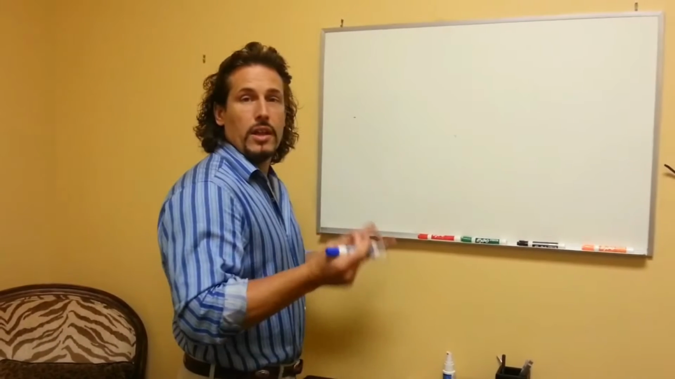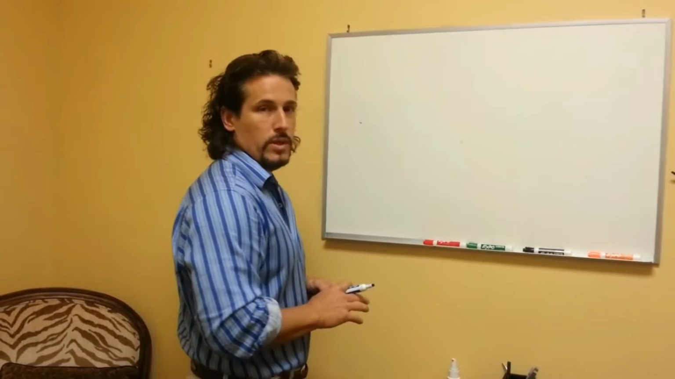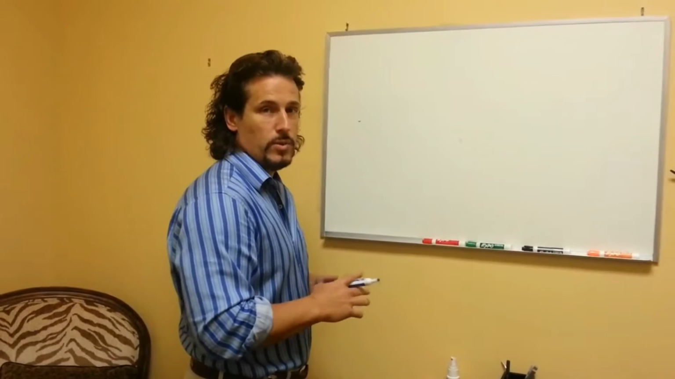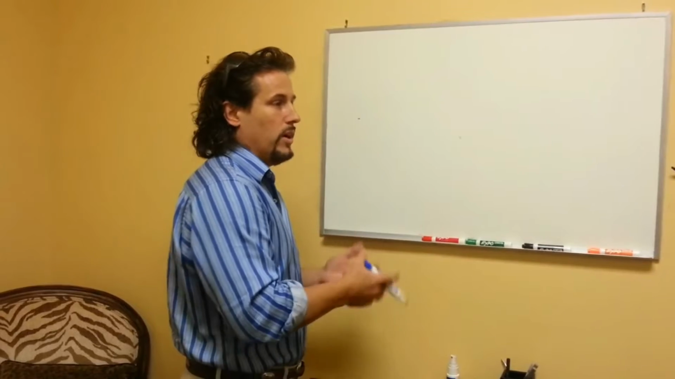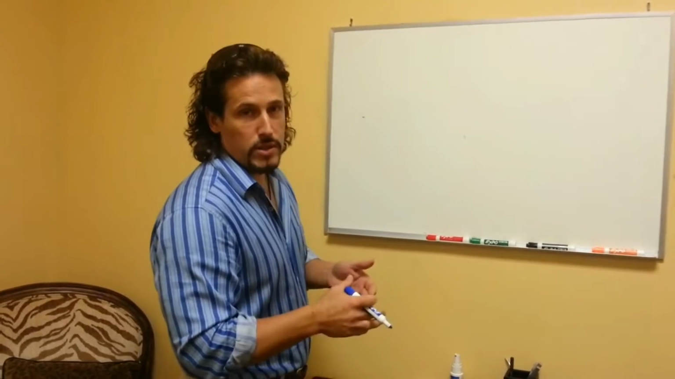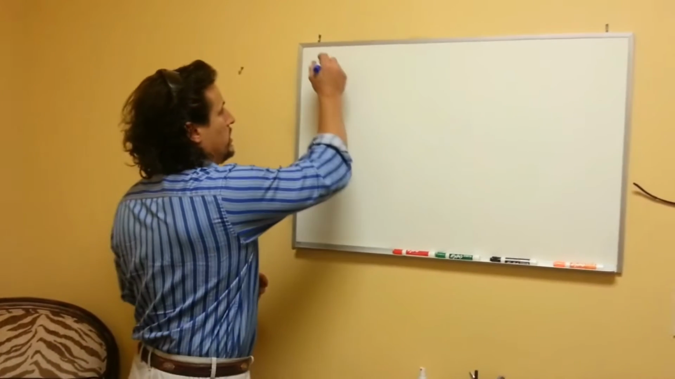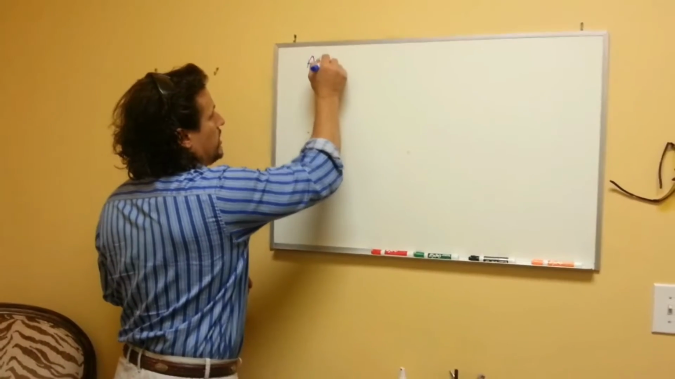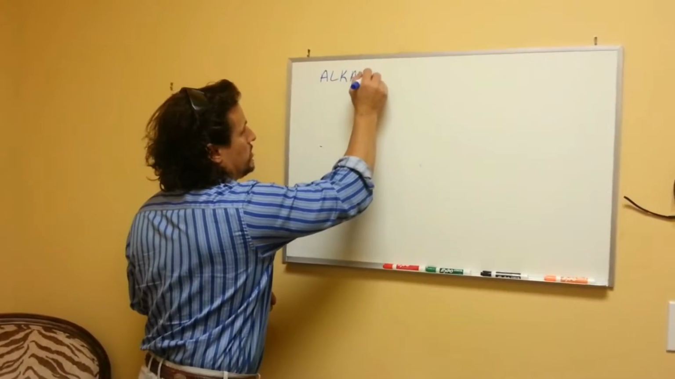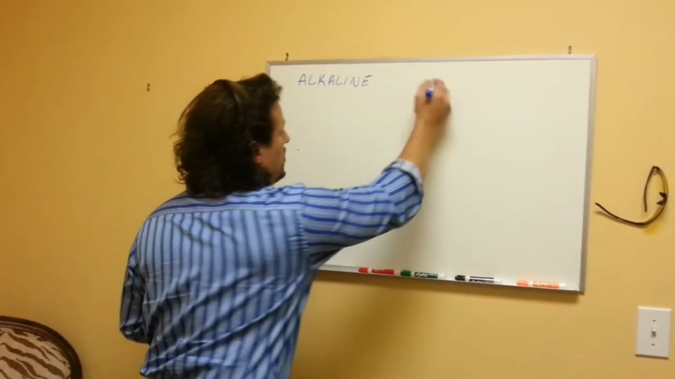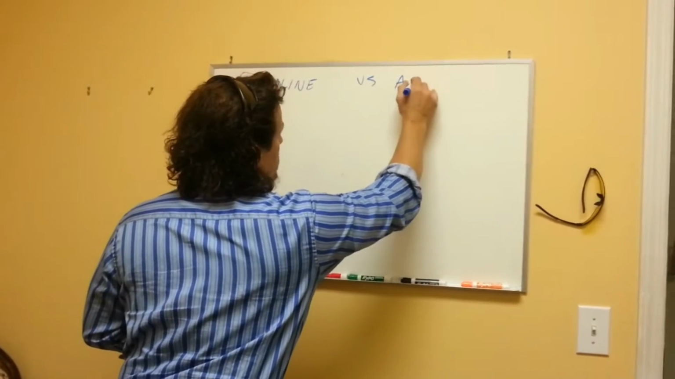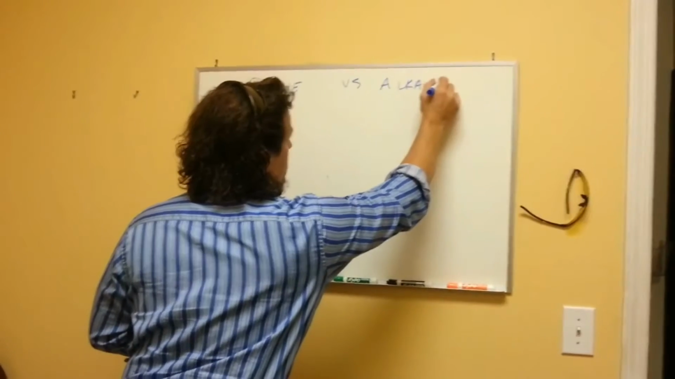This is Dr. Michael. There seems to be a lot of question between what is alkaline water and what is alkalized water. Is there a difference? Why do the pH strips not work on this water? Why do the drops work on this water? So here's a brief explanation. The question becomes, what is the difference between alkaline water versus alkalized water?